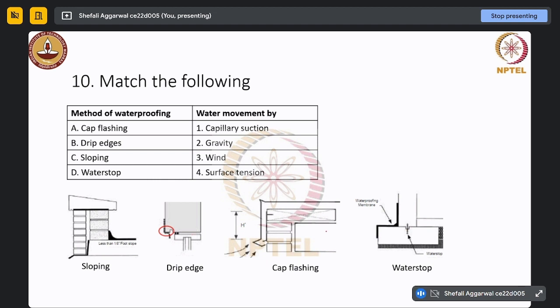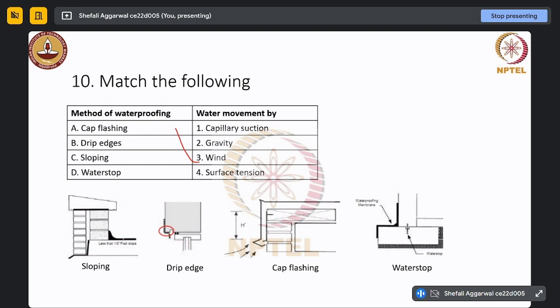So, what do you think? Which type of waterproofing will be helpful in case of capillary suction? First is the cap flashing. From the picture, you can see the cap flashing will be provided in case of winds, right? It can be seen clearly from the figure itself. In case of winds, we are providing cap flashing so that moisture does not enter through our wall.